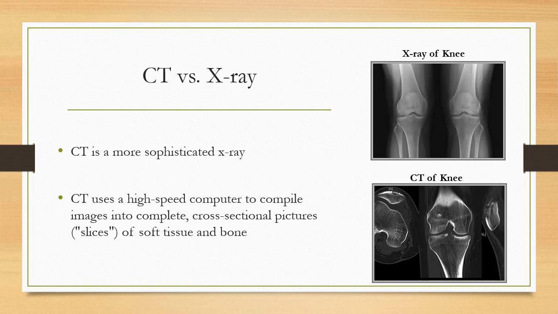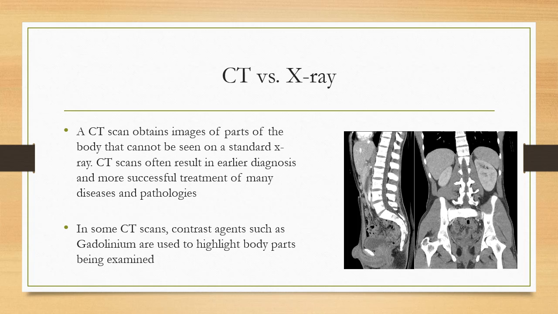CT uses high-speed computers to compile images into complete cross-sectional pictures or slices of tissue and bone. To review CT versus X-rays, a CT scan obtains images of parts of the body that cannot be seen on a standard X-ray. CT scans often result in earlier diagnosis and more successful treatment of many diseases and pathologies.